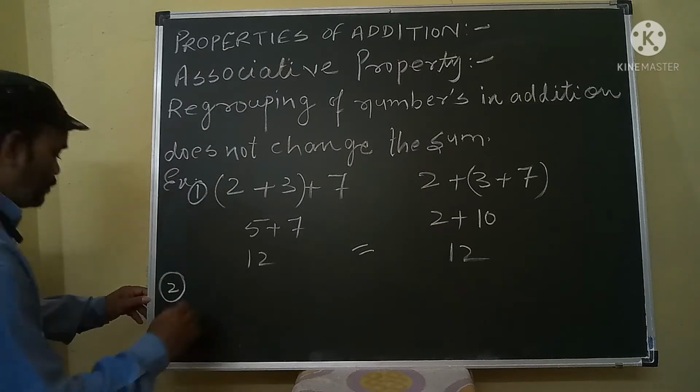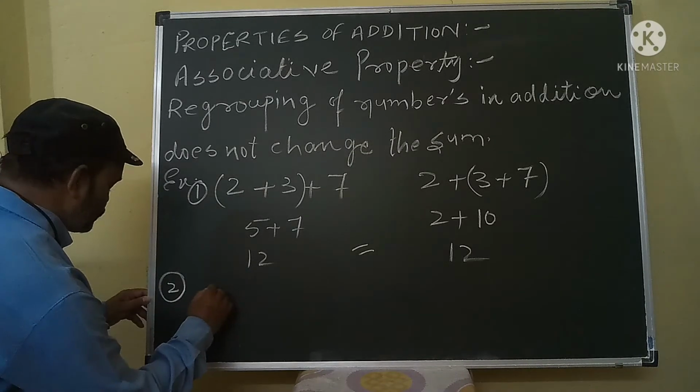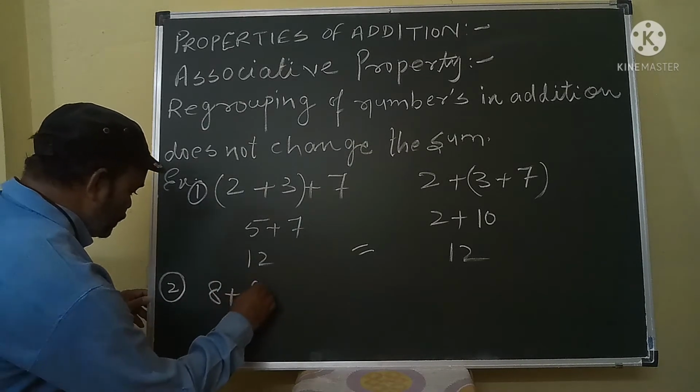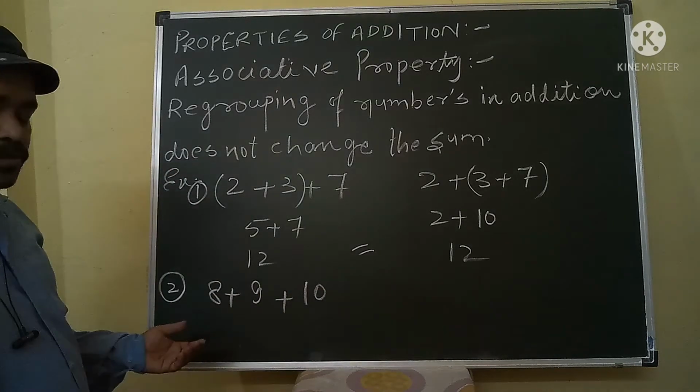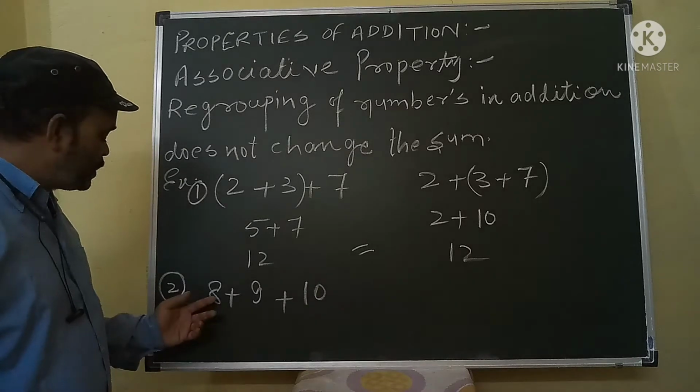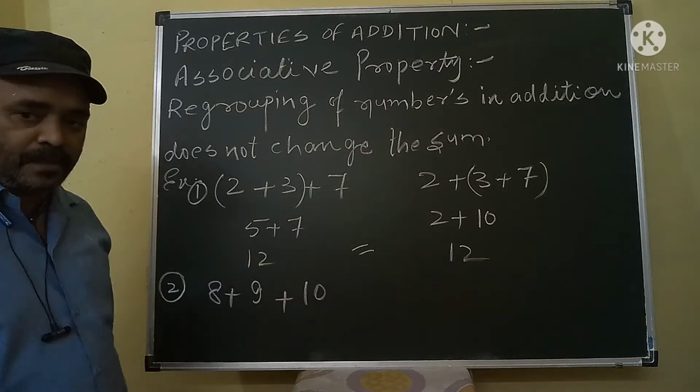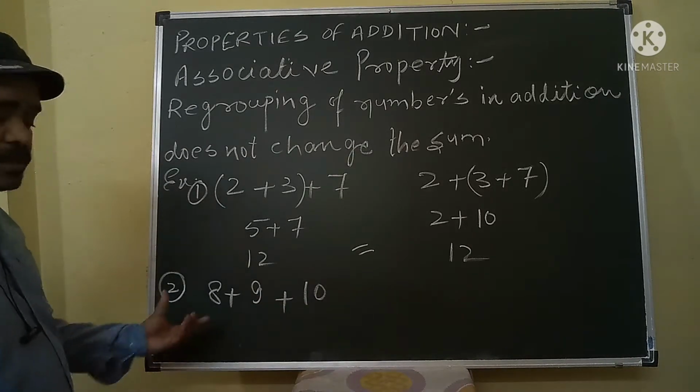Suppose you have three numbers, 8, 9 and 10, and you want to find the sum of 8, 9 and 10. So what will you do? First you will make the groups.